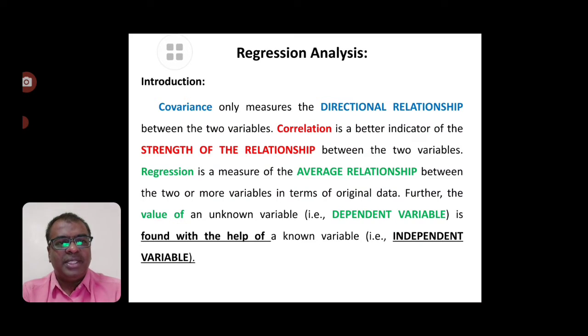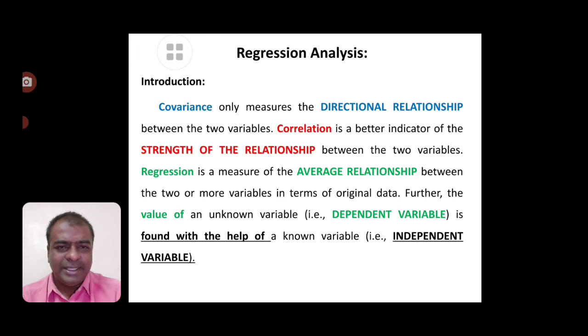Covariance only measures the directional relationship between 2 variables. Now, what do we mean by directional relationship? Directional relationship means the relationship between the 2 variables, let us say x and y, is indicated only through the direction. For instance, let us take 2 variables. One is the oil prices and the second one is the air ticket prices. And we all know that air ticket prices are directly dependent on the oil prices. So there are 2 variables. One is the oil prices and the second one is the air ticket prices.